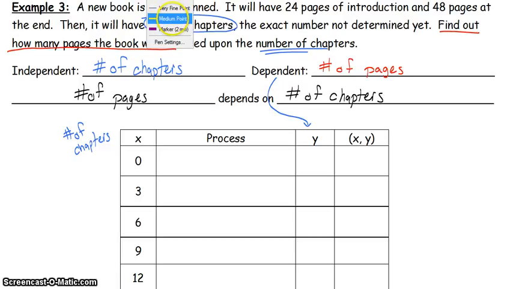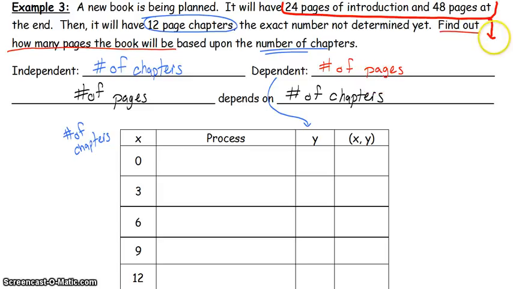Tricky part at the beginning of this problem. It says it will have 24 pages of introduction and 48 pages at the end. You can actually combine those two things. Those aren't going to be any different. It doesn't matter how many chapters it has. It will always have that 24, and it will always have those 48. So adding those two numbers together gives me 72 pages that are there all the time, no matter what. I can include that as part of my process.